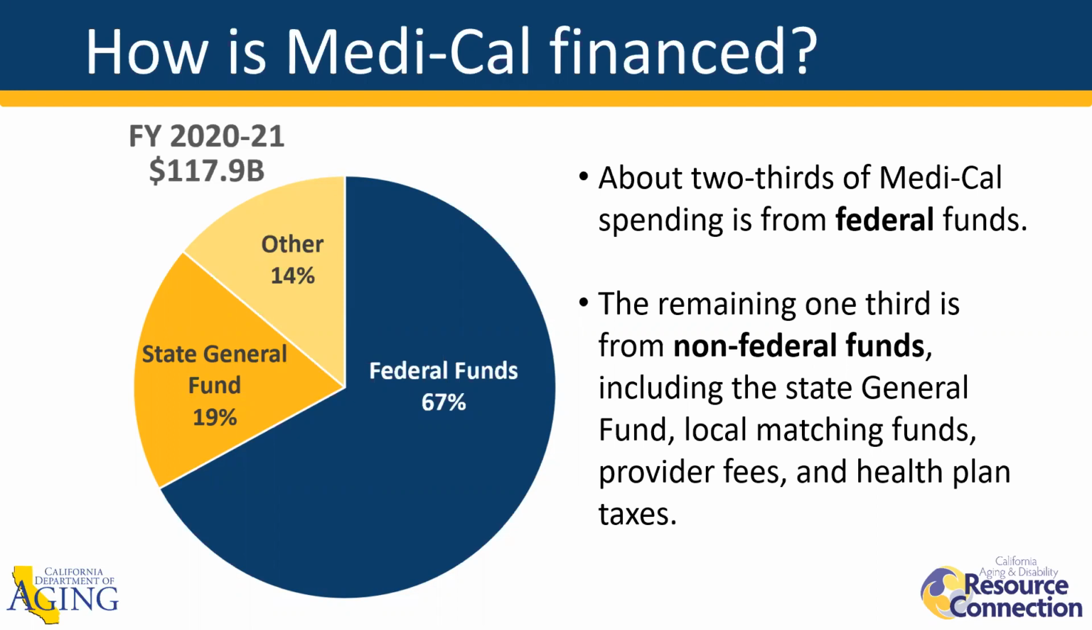So here on this slide, you see a pie chart of the breakdown of Medi-Cal spending for California in fiscal year 2021. Expenditures were well over 100 billion. Of that, about 2/3 was from federal funds. The remaining 1/3 was from non-federal funds, which includes state general funds, local matching funds, provider fees, and health plan taxes.